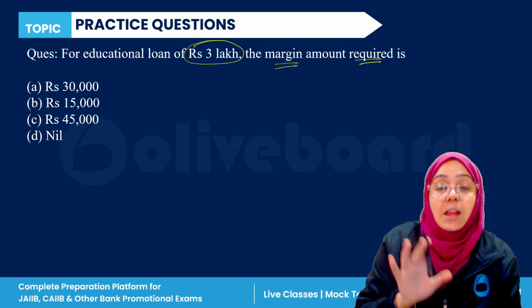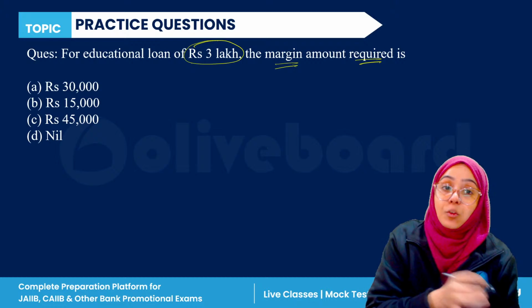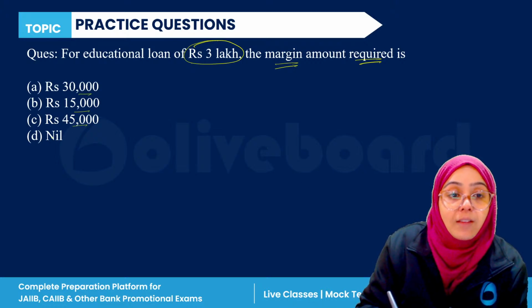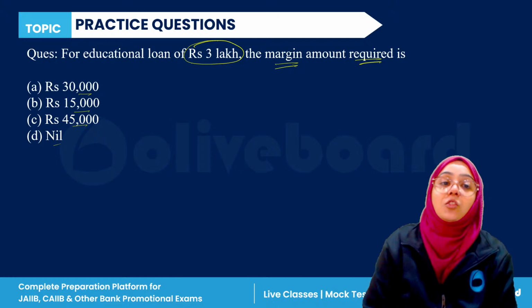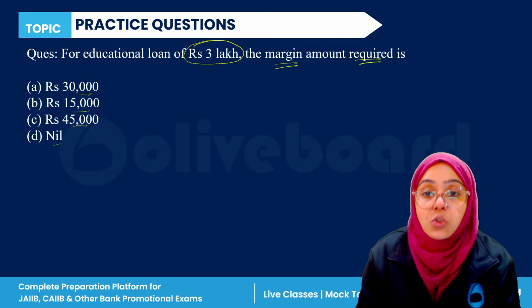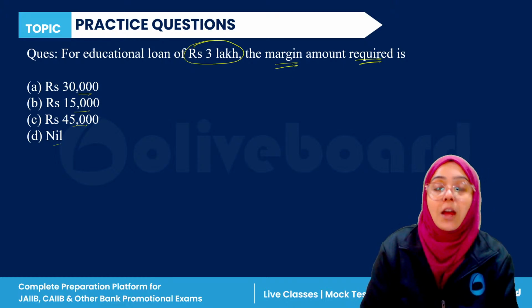For education loan up to rupees 3 lakh, the margin required is what? If the bank is giving an education loan of rupees 3 lakh, what is the margin required for this loan? 30,000, 15,000, 45,000, or nil?